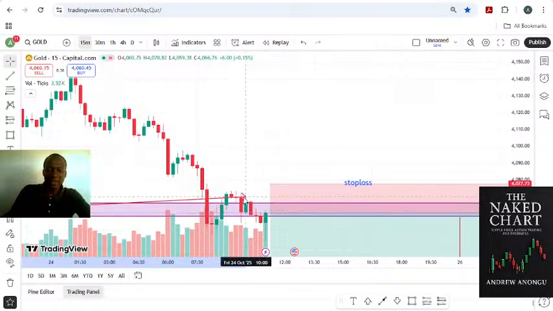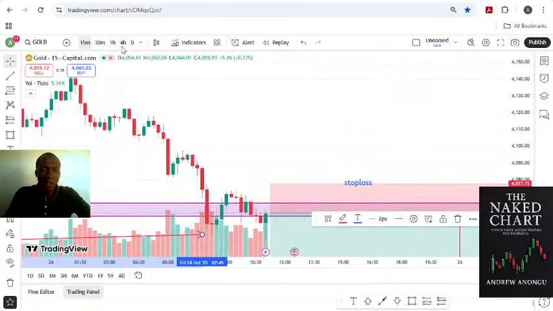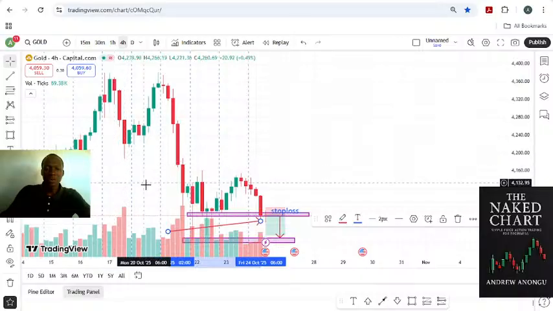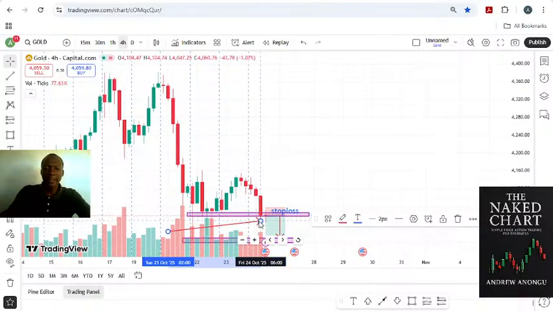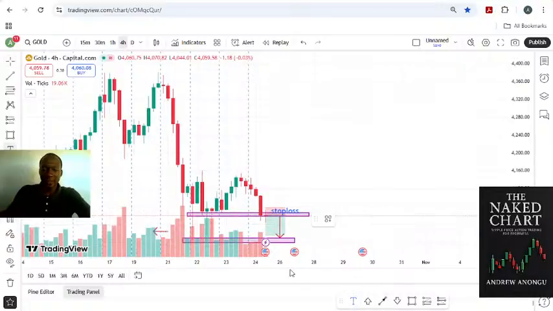This is what we identify as a wick rejection. You can get 2 here. You take the sell, stop loss above for a continuation down, because the overall trend is down. You want to be trading with the trend, not against it. So that's the analysis. Let me label this so that you guys understand.